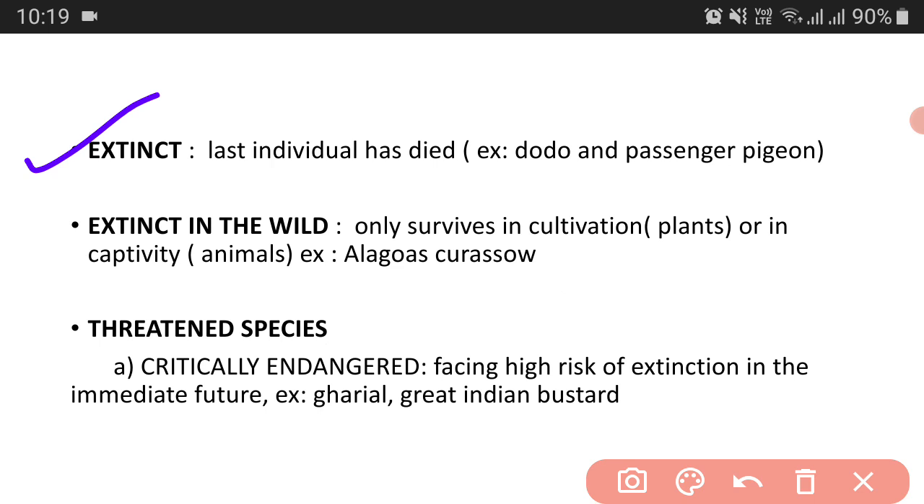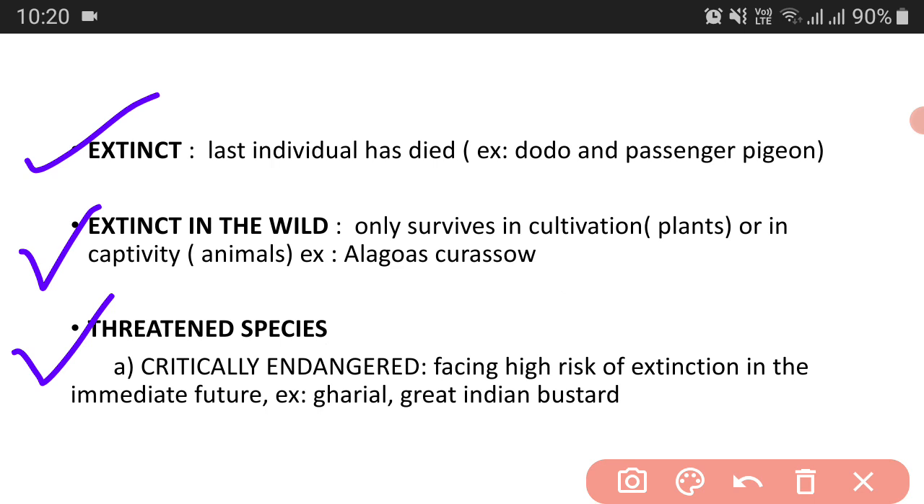Next is extinction in the wild. The extinction in the wild category includes those animals or plants that survive only in cultivation, in the case of plants, or in the case of animals, those organisms that are only living in captivity. Those organisms are included in this category. Example, Alagoas curassow.